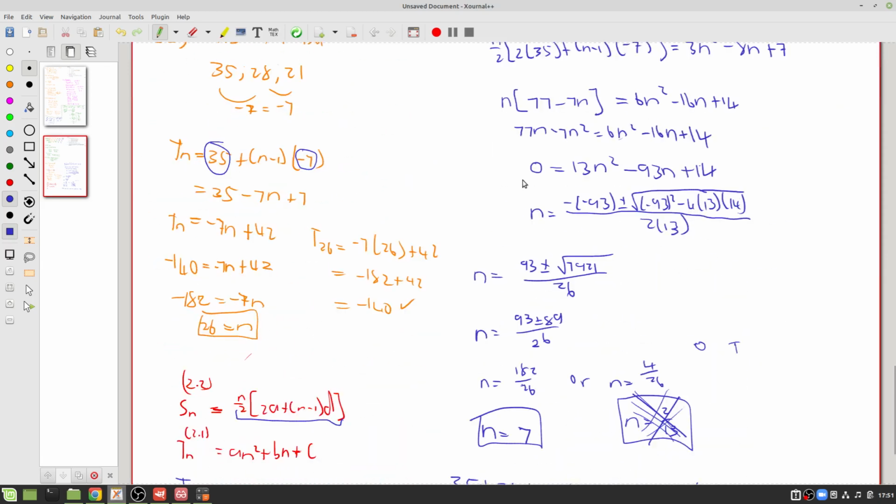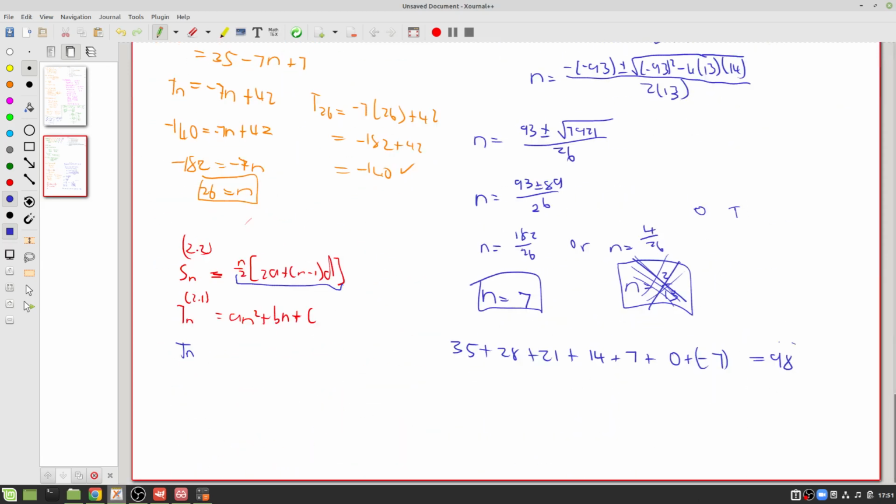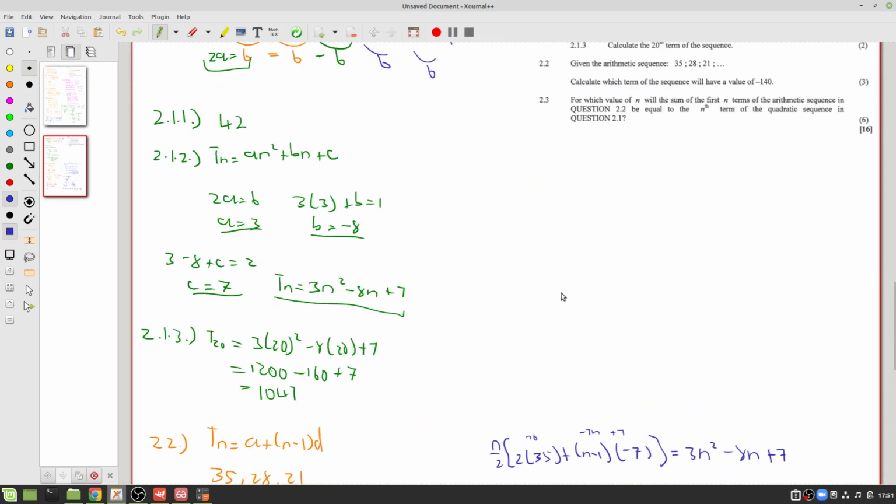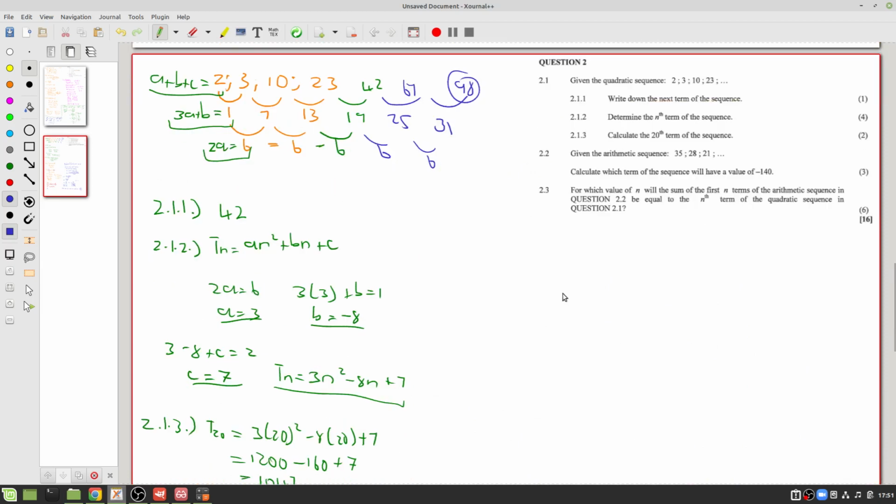So 98 is the 7th term, and 98 is the sum of the first 7 terms of the other one. We see it works. And that's again the nice thing about math, you can always check if your answer works. Great, so that was it for question 2, which was a sequence and series question, and then I'll see you again for question 3.